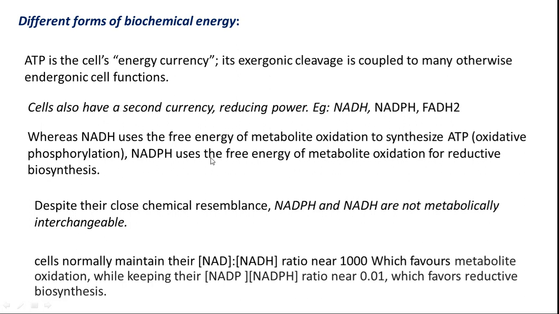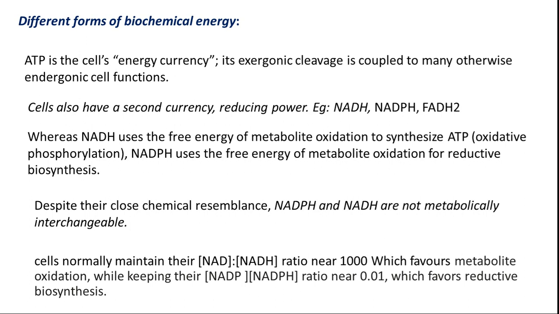Here, in case of cells, they normally maintain the NAD to NADH ratio near 1000. What does it mean? NAD plus levels are very high, whereas NADH levels are very low. This favors metabolic oxidation, while they keep their NADP to NADPH ratio near 0.01, which favors reductive biosynthesis. So NADPH levels are very high normally in our body.